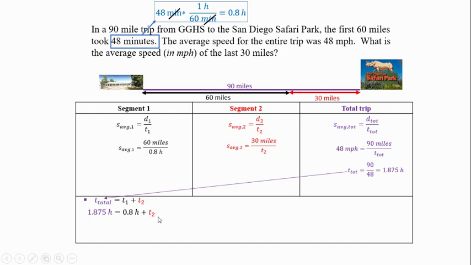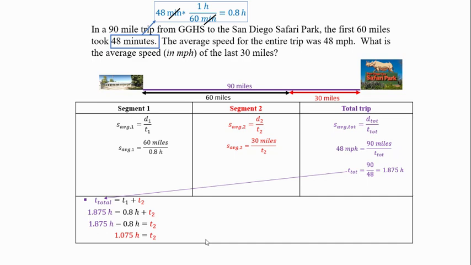So the only thing that we don't know is t2. To solve for t2, we would just subtract 0.8 hours on both sides. So that'll look like that. And if we do that subtraction properly, you should get 1.075 hours. So the second leg took an hour, or 1.075 hours.